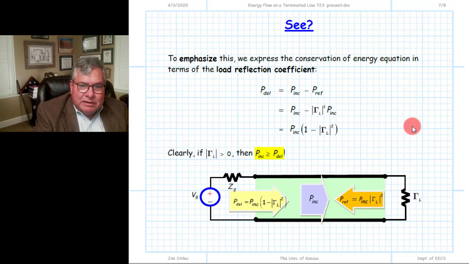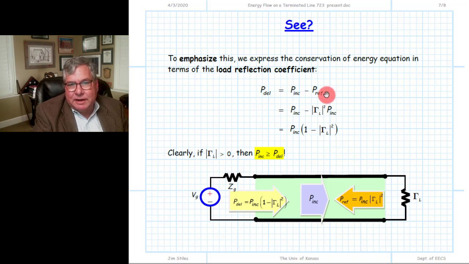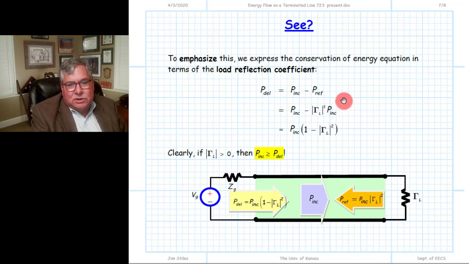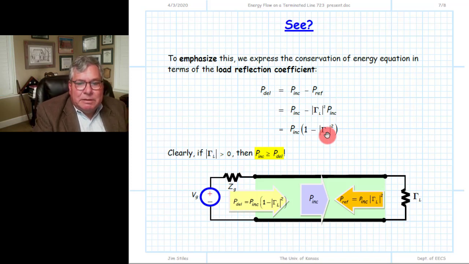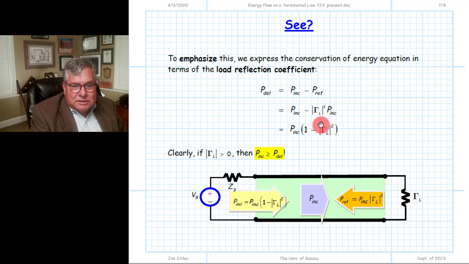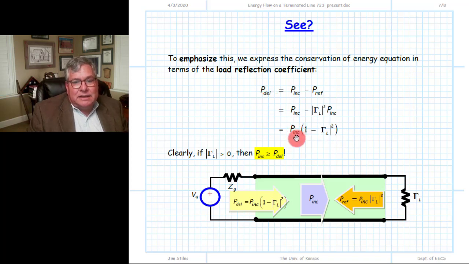Perhaps this will help you see this. If we say that the power delivered by the source is equal to the difference between the incident and reflected power, the net power, we know the value of the reflected power is determined by the magnitude squared of our load reflection coefficient. And so the reflected power is the magnitude of gamma L squared times the incident power. And so algebraically, we can rewrite it in this form. Remember, the magnitude squared of gamma L is a value between 0 and 1. And so this term here is between 0 and 1 as well, meaning the delivered power is going to be some fraction of the incident power.